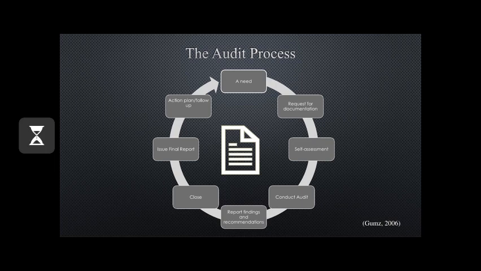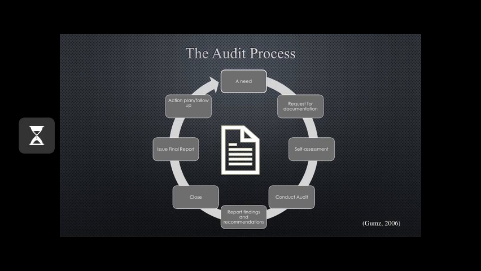Step 2, request for documentation. Request documented information about the process or procedure. This information should include everything that must be adhered to. The audit will measure and ensure these rules are being adhered to and the steps are being followed. Step 3, self-assessment. How does the entity or person evaluate themselves against the established process or procedure?